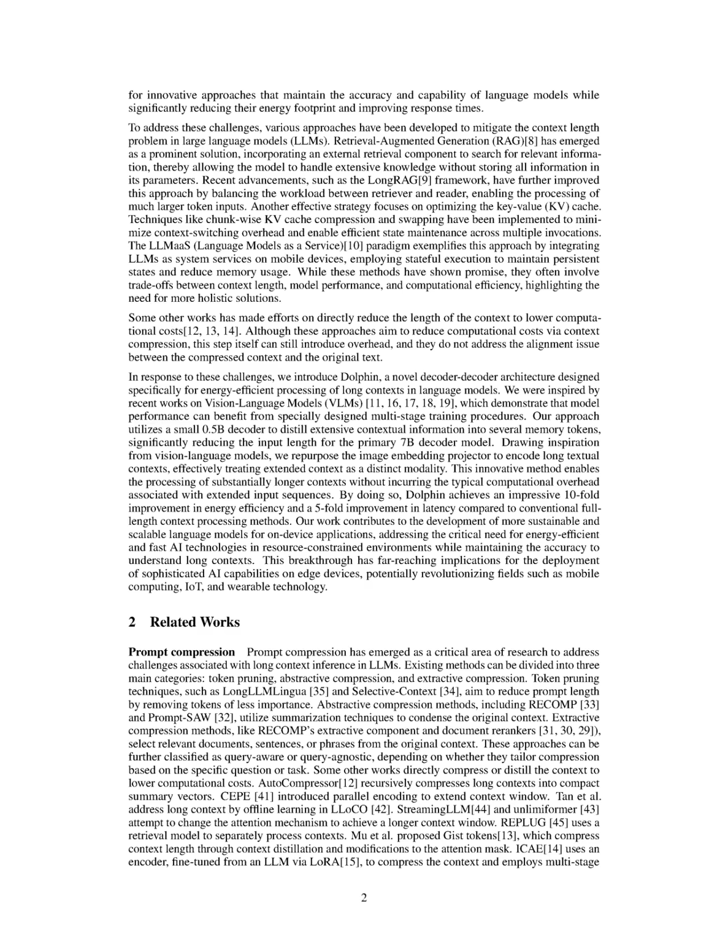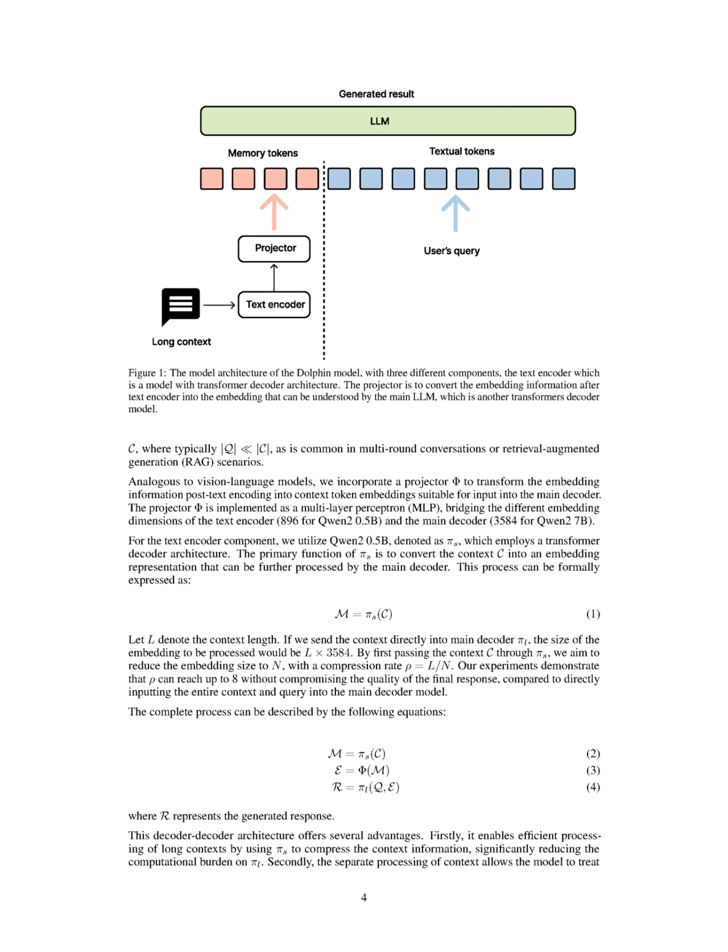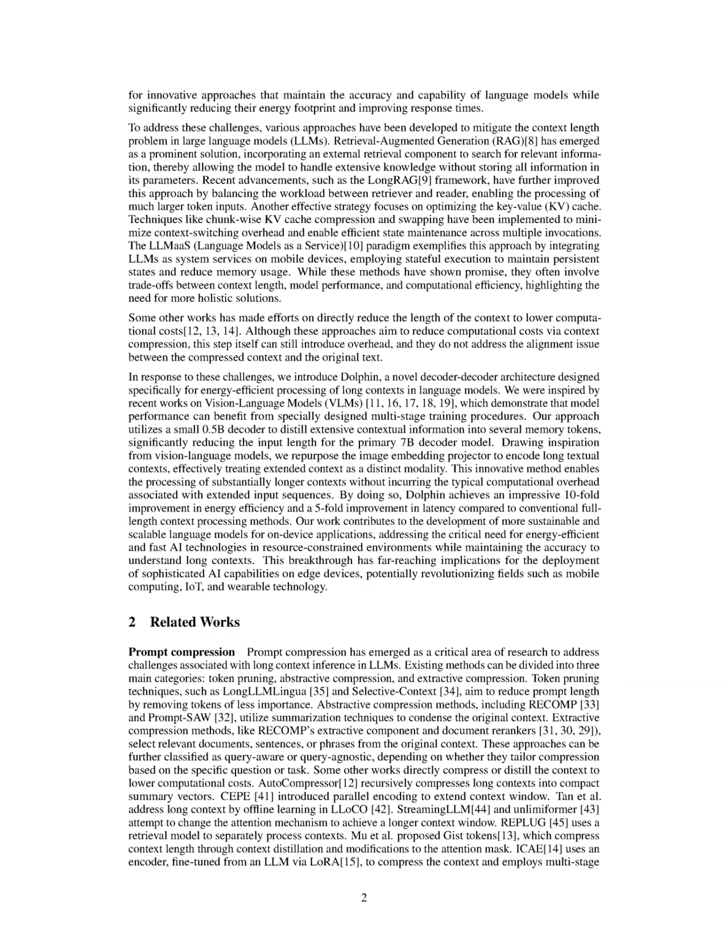The Dolphin model offers significant theoretical advantages in energy efficiency and latency compared to traditional large language models, LLMs, through its innovative decoder-decoder architecture. By utilizing a smaller 0.5b decoder to compress extensive contextual information into memory tokens, Dolphin reduces the input length for the primary 7b decoder, which minimizes the computational burden and energy consumption associated with processing long contexts. This approach results in a remarkable 10-fold improvement in energy efficiency and a 5-fold reduction in latency compared to conventional methods that process full-length contexts.